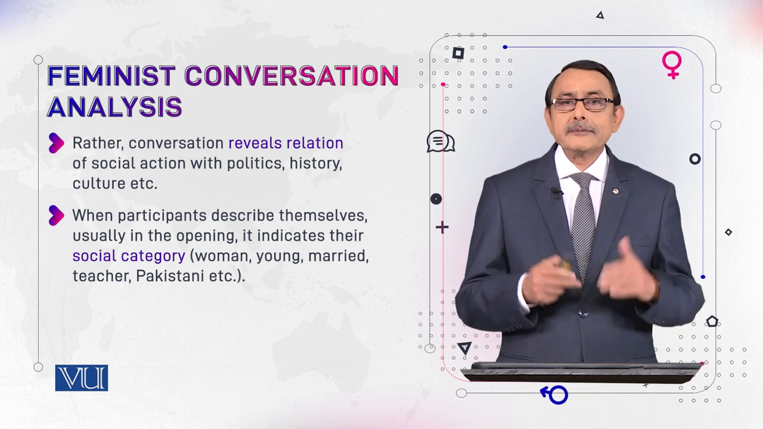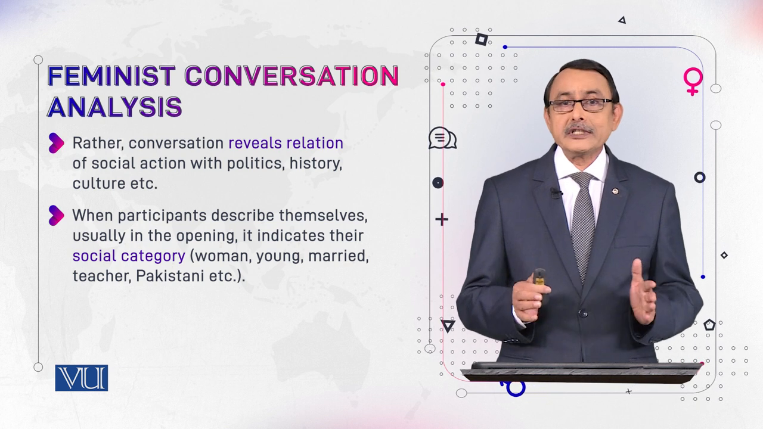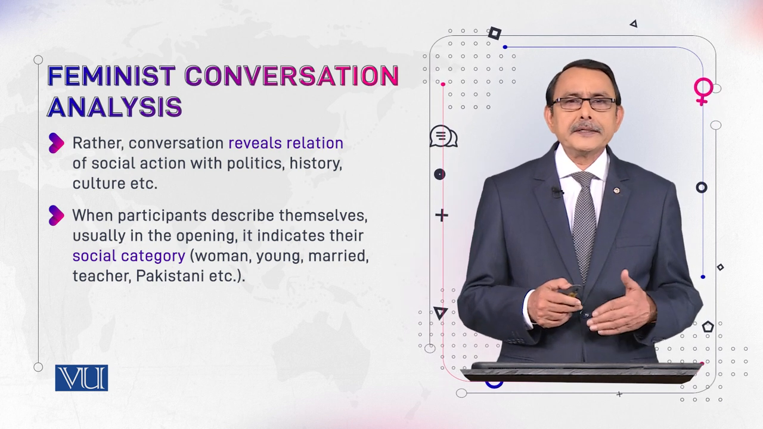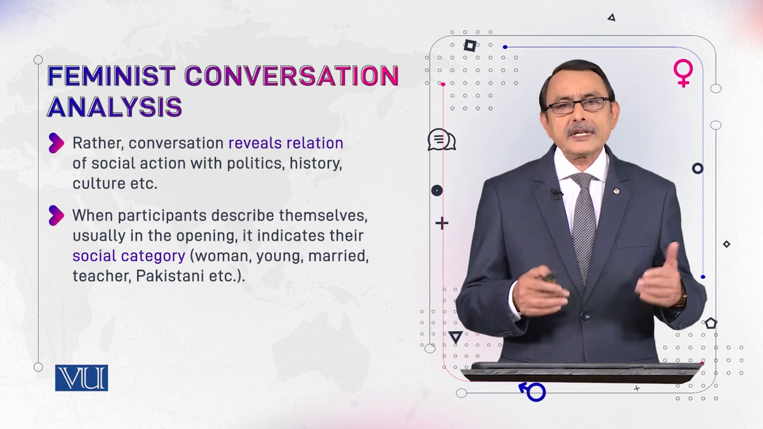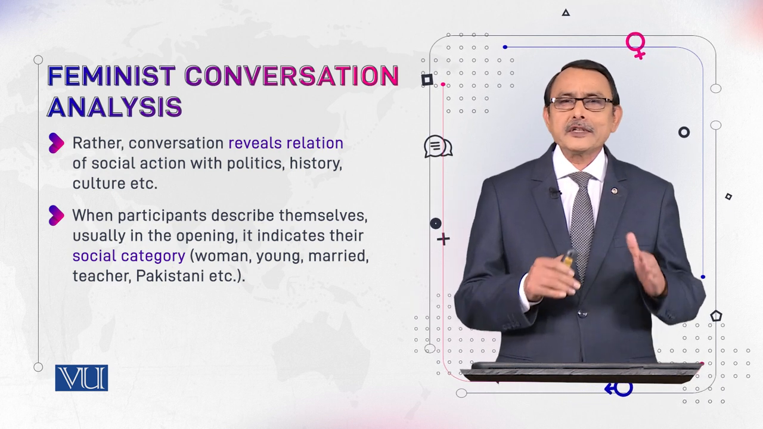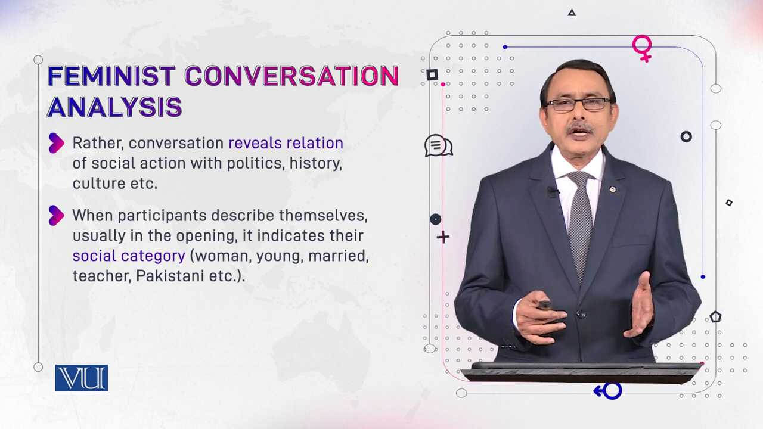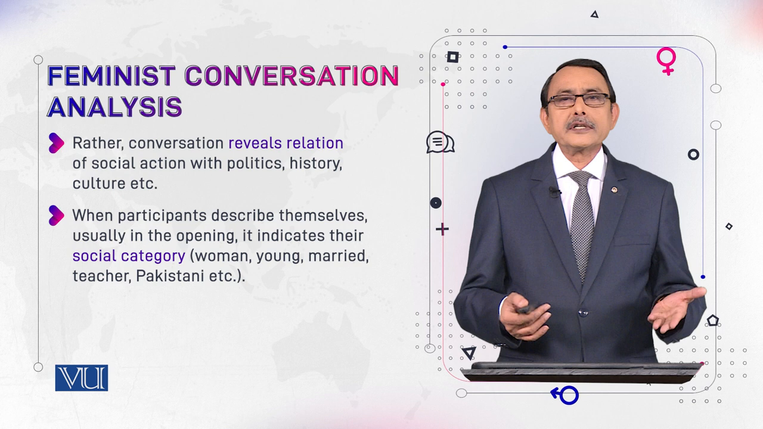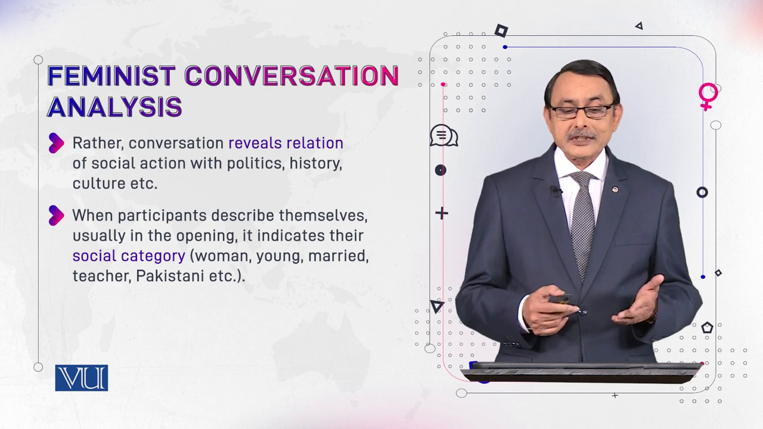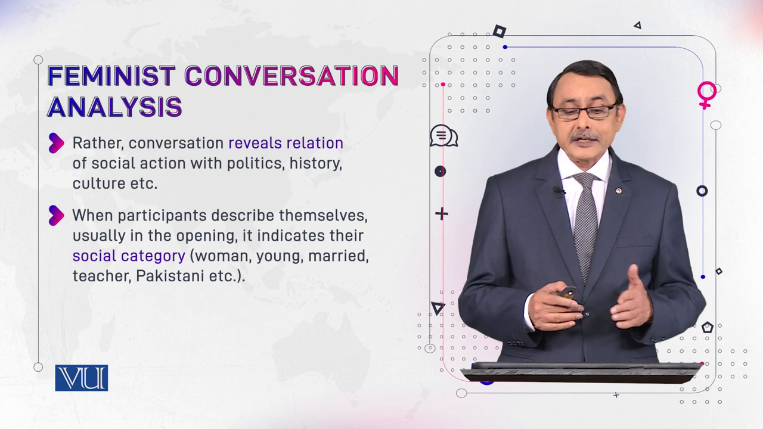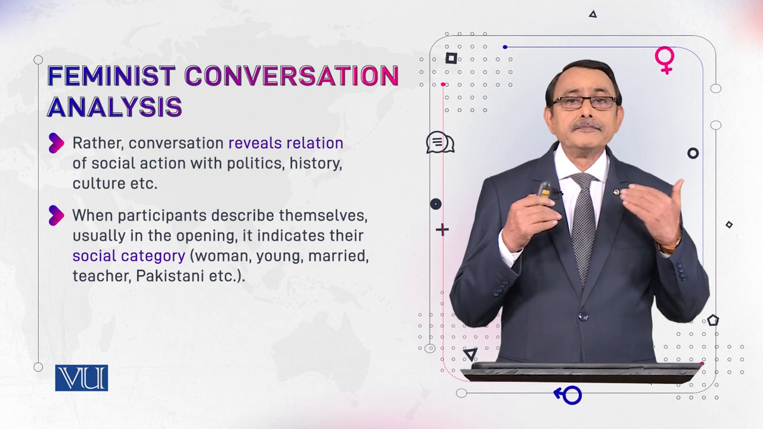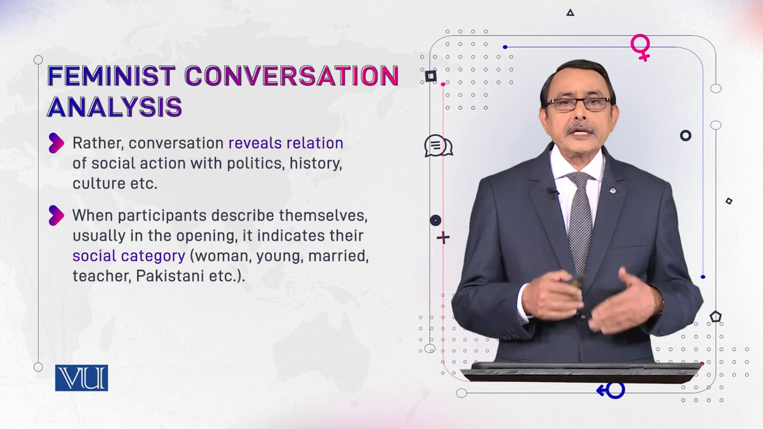When participants describe themselves, usually in the opening utterances, when the talk starts, they first of all describe themselves. I am Mr. XY, I am a teacher, I like this. So they introduce themselves, and I face abuse, etc. They leave cues, and from those cues we find out where gender is involved, where domestic violence is involved, things like that. So when they introduce themselves in opening utterances, their social categories become known: whether they are women, whether they are teachers, whether they are Pakistanis, etc.